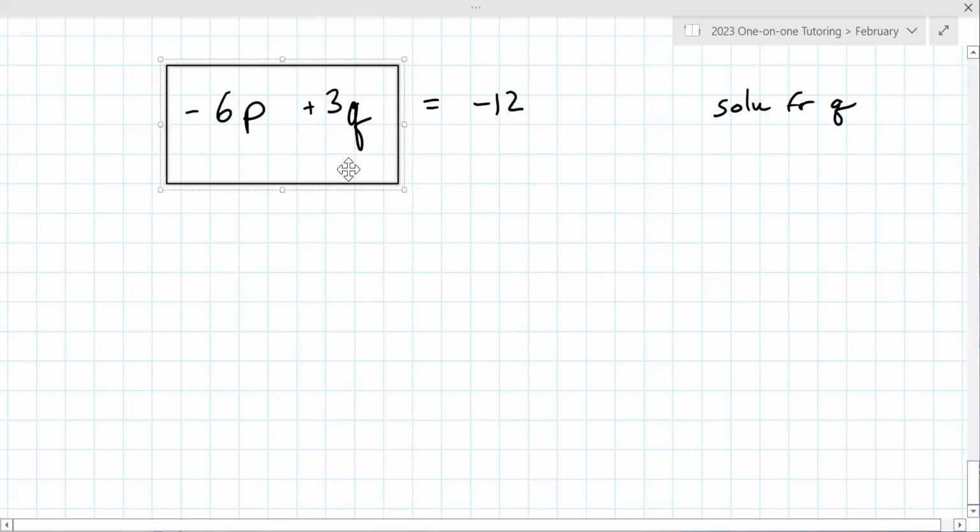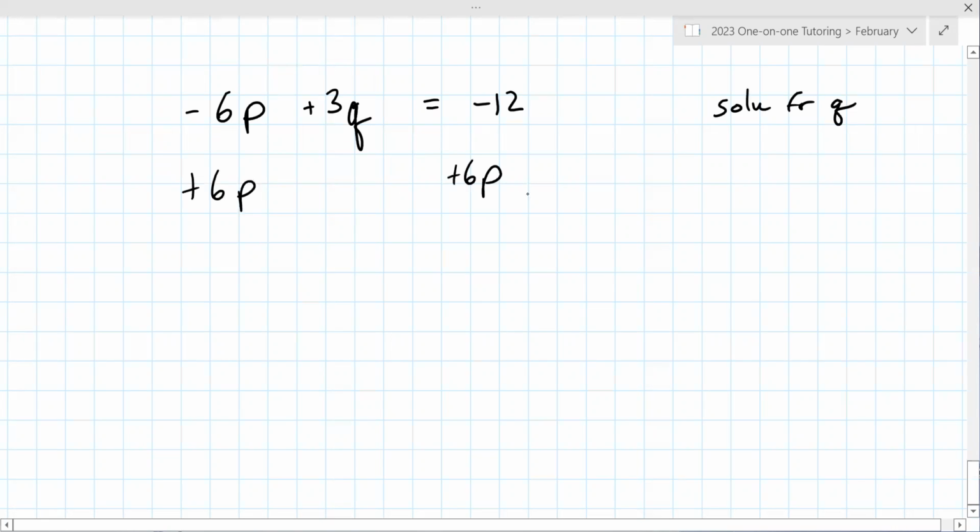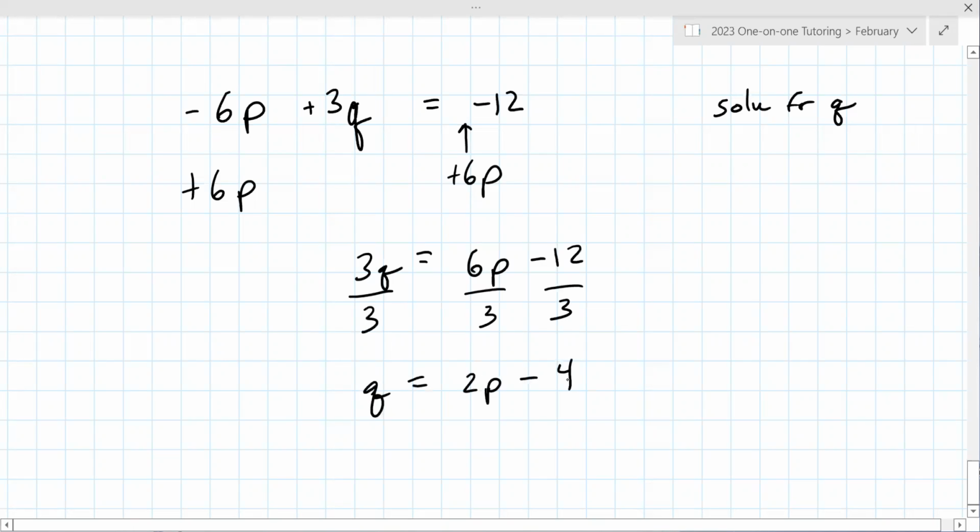And you want to look at the one that doesn't have the q, which is the 6p, and you're going to add that to both sides of the equation. So you're going to add 6p. My preference, and you should look at the answers before you decide this, is you generally put the thing with the letter first. Then you divide everything by 3. So you get q equals 2p minus 4.